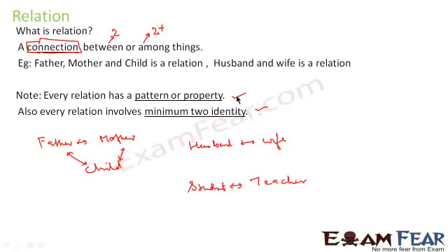We need to note that every relation has a pattern or property. Husband and wife has a pattern. Student and teacher has a pattern. Similarly, father, mother and child has a pattern. Also, for a relation to exist, it should have minimum two identity. I can't say husband has a relation. When I say only husband, it doesn't make sense. To say that husband has a relation, I should say husband's relationship with wife or with kid. You need to have minimum two identity for a relation to exist. This is the basic idea of relation. We will explore more in the future chapters.